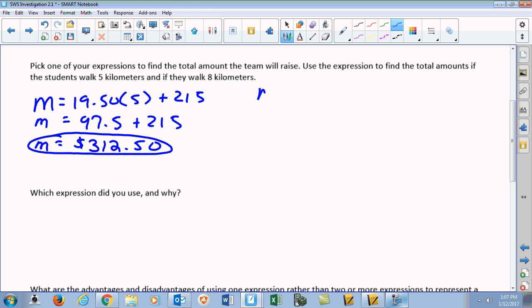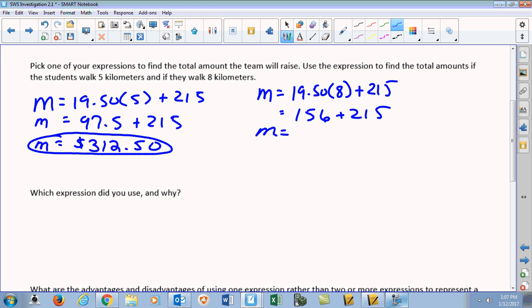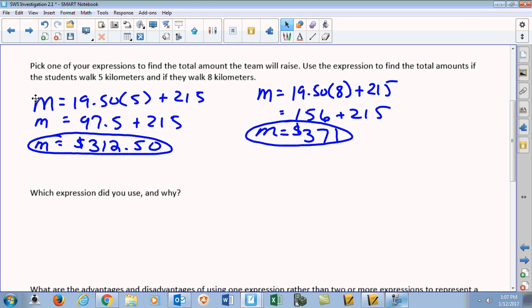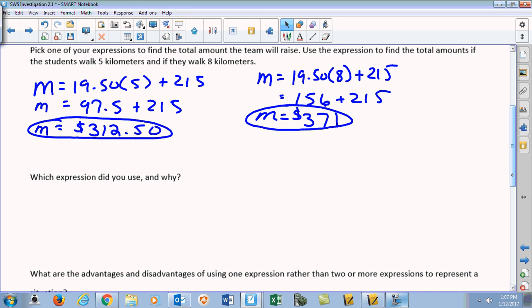If they walk 8, that means they're going to make more money. We're going to plug the 8 in for x now. So 19.5 times 8 is 156. And when I add 156 to 215, we get $371. So this is the amount of money the team would make if they walked 8 kilometers. So it's just taking those variables and plugging them into the equation and solving.